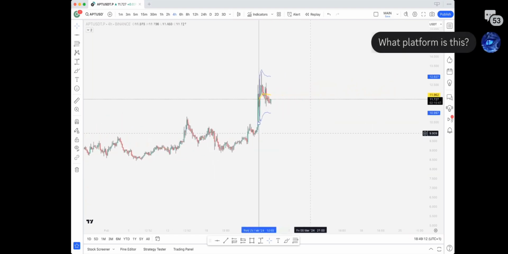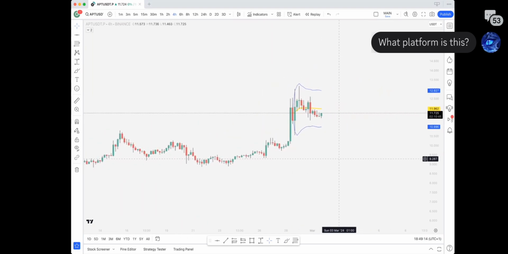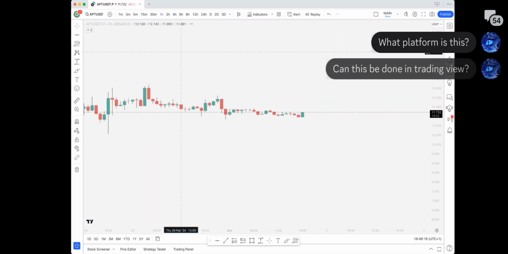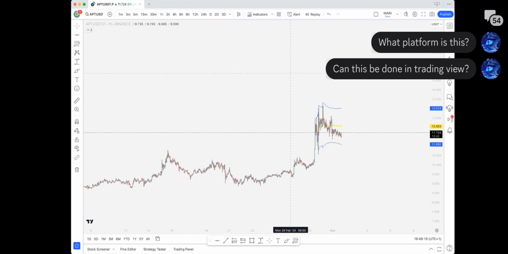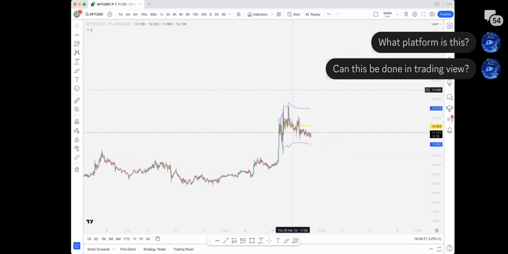What platform is this? This is TradingView, my guy. You could most likely use this VWAP instead of just using the standard one. Can this be done in TradingView? This is TradingView, my guy. Do you see? It says right there in the logo, TradingView.